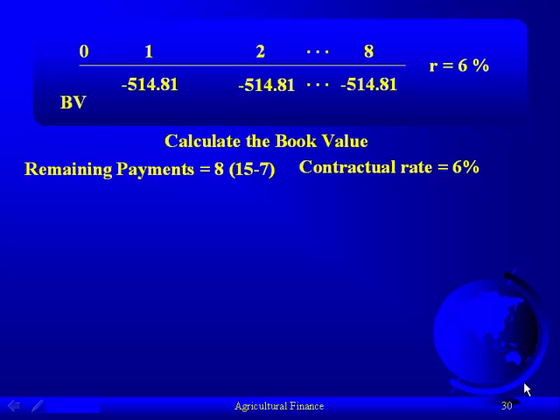Now, what's the definition of book value? The book value, as you recall, is the present value of the remaining payments discounted at the contractual rate. What are the remaining payments? This was a 15-year note. We said we wanted it at the end of the 7th year, so we paid on it for 7 years. How many payments are left? We have 8 payments left on this note. And what's the contractual rate? It was given at 6%.